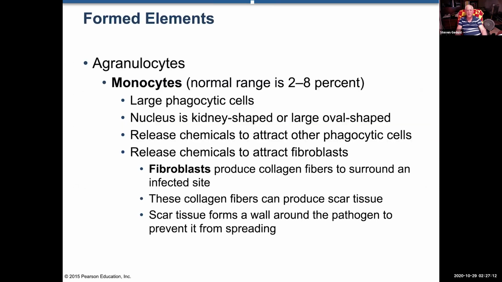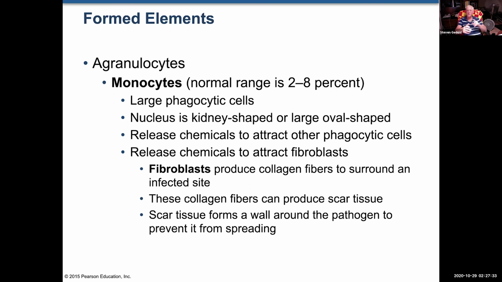All right, the agranulocytes. First one is your monocytes. Again, monocytes are large phagocytic cells. The nucleus is kidney-shaped or a large oval shape, usually a monolobed nucleus. It releases chemicals to attract other phagocytic cells, and it releases chemicals to attract fibroblasts.